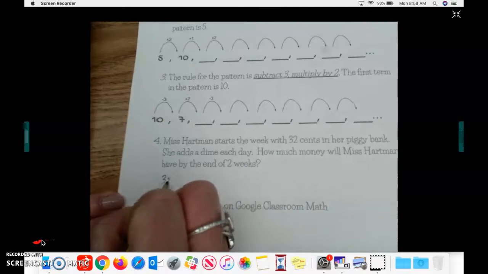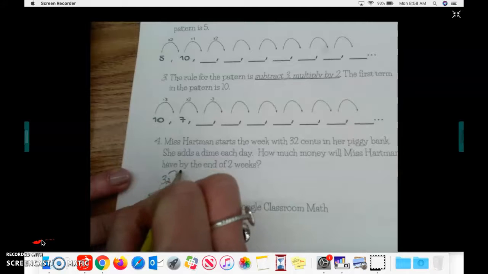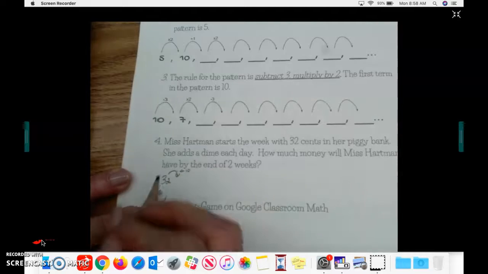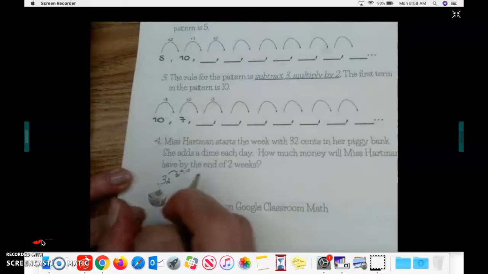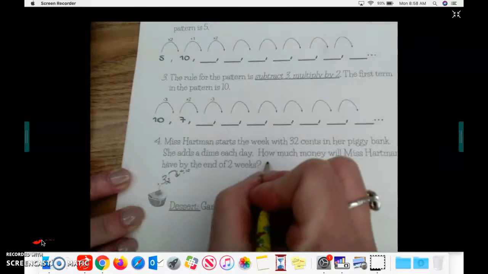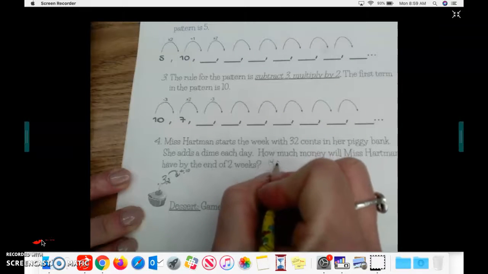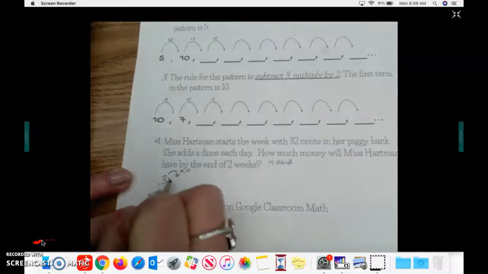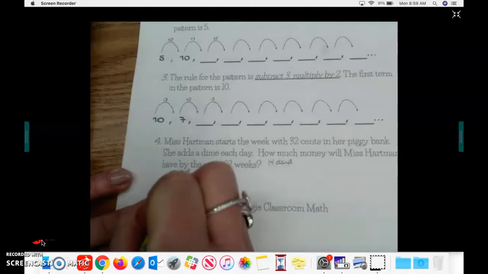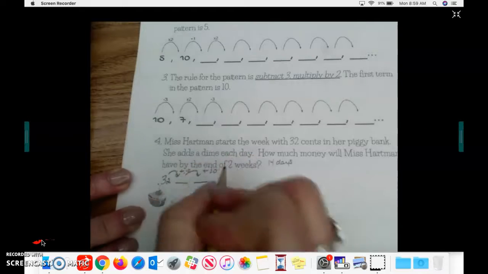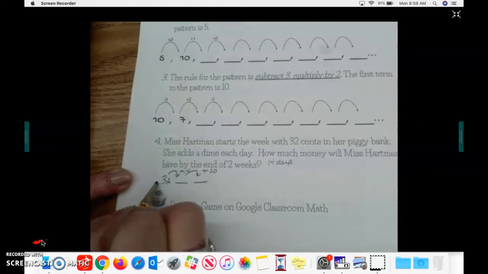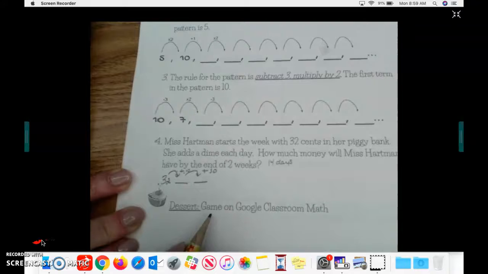So if she starts with 32 cents, she adds 10 cents each day. Okay, remember this is money. And then 2 weeks, how many days are in 2 weeks? There's 7 days in 1 week, so 2 weeks would be 14 days. So I'm going to have to do this 14 times in order to get to the correct answer. Okay, or if you think about it, is there another strategy you could use to solve that?